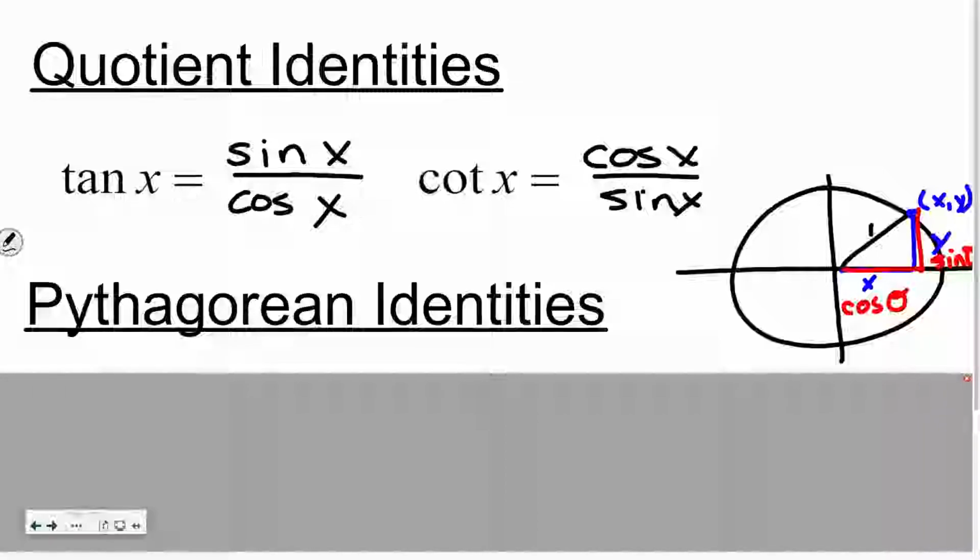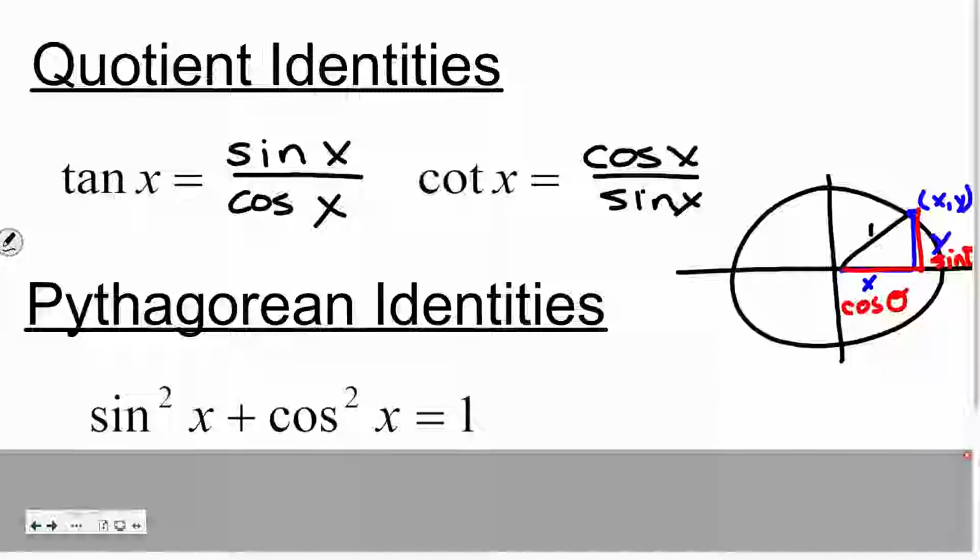All right, next up we want to talk about Pythagorean identities, and I'm going to use my same picture that I have up here. Pythagorean makes me think about the Pythagorean theorem, a squared plus b squared equals c squared. In that triangle that I have drawn on the board, I could say x squared plus y squared equals 1 squared, or 1. But if I'm thinking about trig ratios, I could also say cosine squared plus sine squared equals 1 squared, or 1. And so that's our first Pythagorean identity.